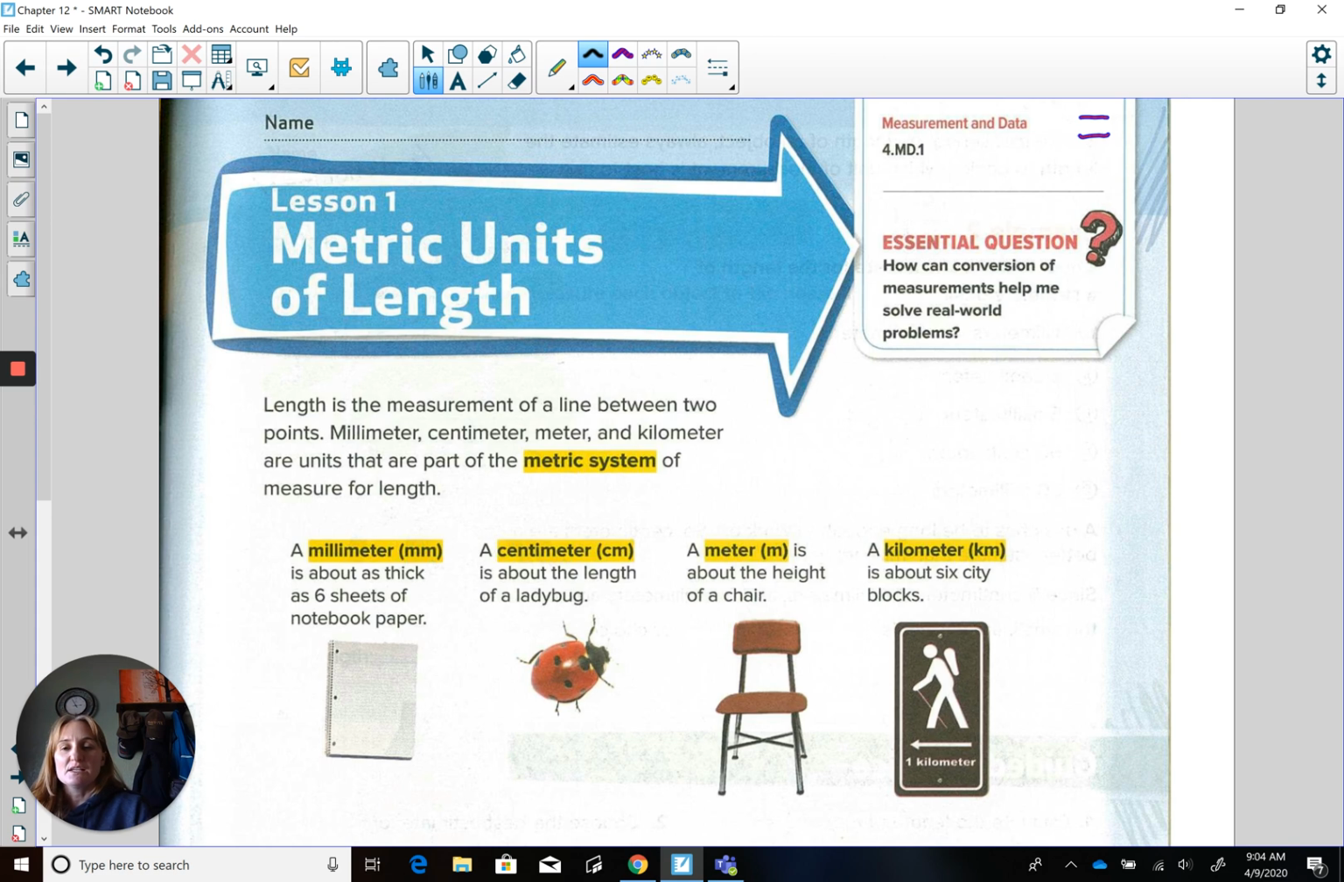Okay? A centimeter is about the length of a ladybug. If you could hold down a ladybug long enough to measure it, it would be about a centimeter. A meter is the height of your chair. You're sitting in a chair right now, that's about the height. Or think back to your class chair, that would be about a meter. A kilometer is about 6 city blocks.